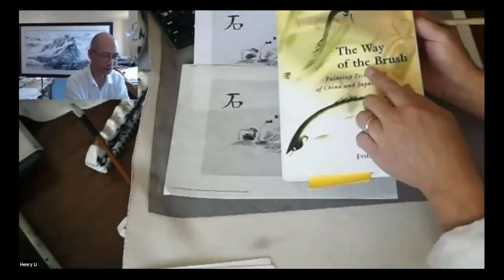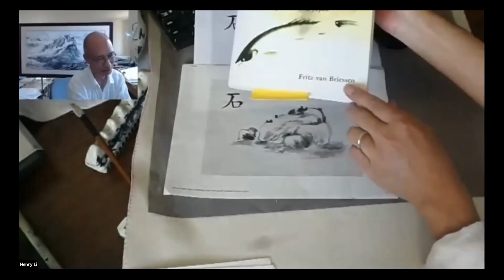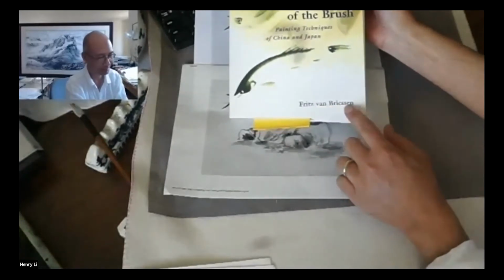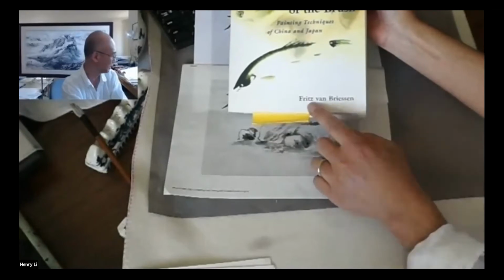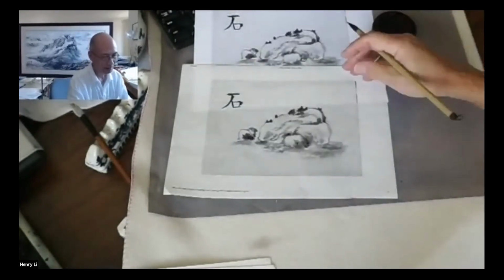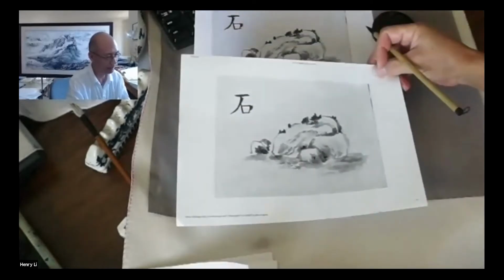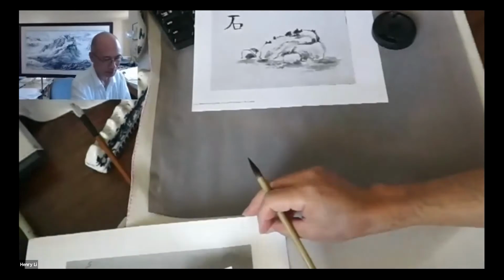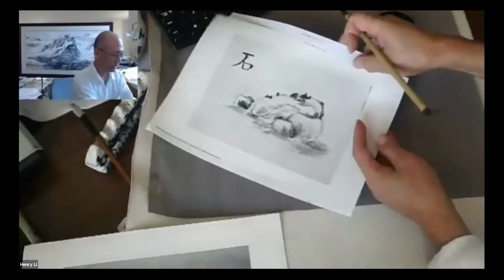The Way of the Brush by Fritz van Briesen. I'm not sure this is a German name. Okay. So when I say shaping, I mean wrinkles. I follow the translation.